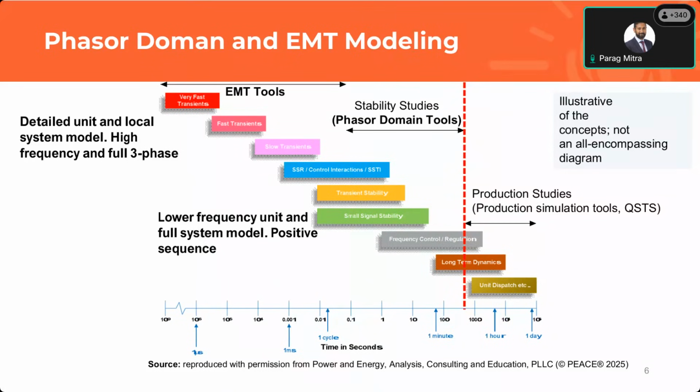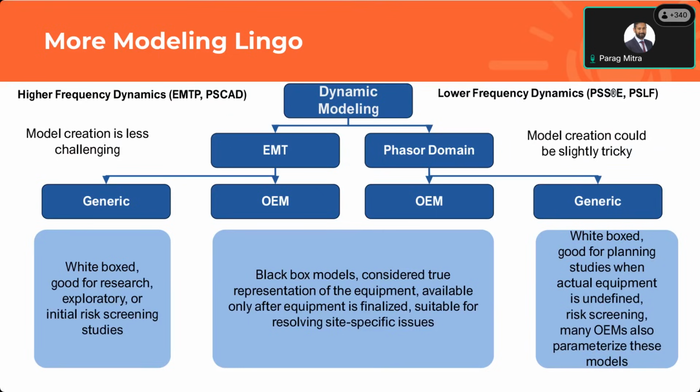So moving on to the next slide here. We talk a little bit more about some of the other modeling lingos that go a little bit beyond EMT and phasor domain. So if you kind of break it down, even between the EMT and phasor domain, you start seeing two different categories of models. One is what we call the generic models, and the other one is what we call the original equipment manufacturer provided models.